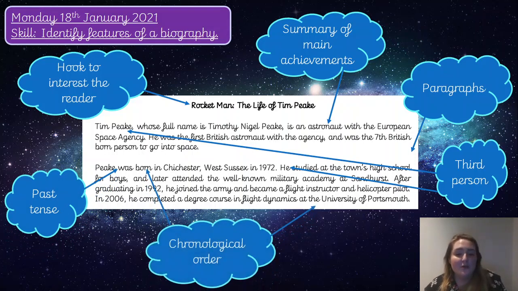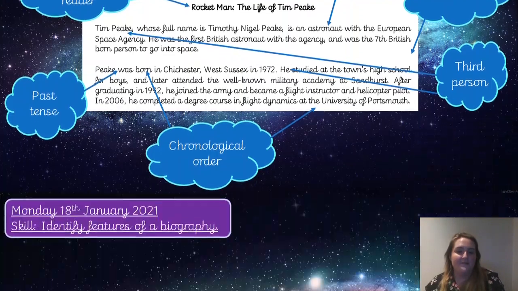And chronological order. So we wrote that he was born first, and then we put about his achievements, about his studying in the high school, and then he went to a military academy, and then all about him joining the army and then completing a degree. So it's all in the order of the events as they happened in real life.